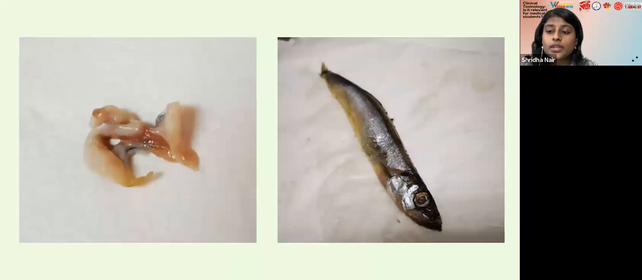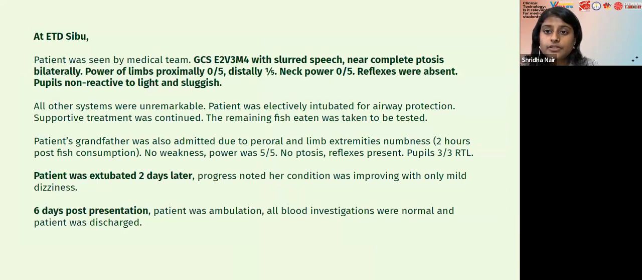These are the pictures of the shishamo fish itself, as well as the internal organ. This was the balance of the internal organ that the patient could retrieve. The rest were consumed. At ETD Cebu, the patient was then seen by the medical team. At that time, her GCS was already E2V3M4 with slurred speech, near complete ptosis bilaterally.